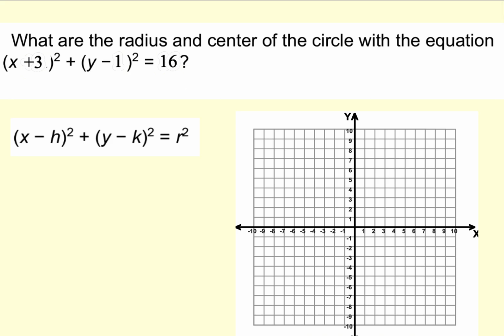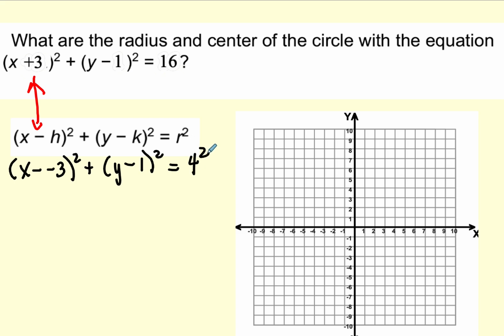Okay, let's do it again. Now here is a new equation and we want to find the radius and center of the circle. Remember, it has to be in this form. Now I see a plus sign, and notice that we're supposed to have a minus sign because our h comes after the subtraction sign. So I'm going to rewrite it like this: x take away a negative 3, squared, plus y minus 1, squared, and then I'm going to write 16 as 4 squared.